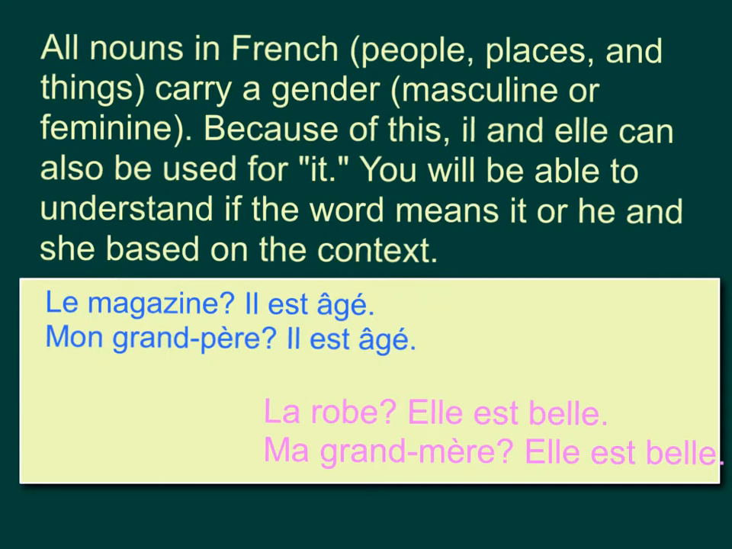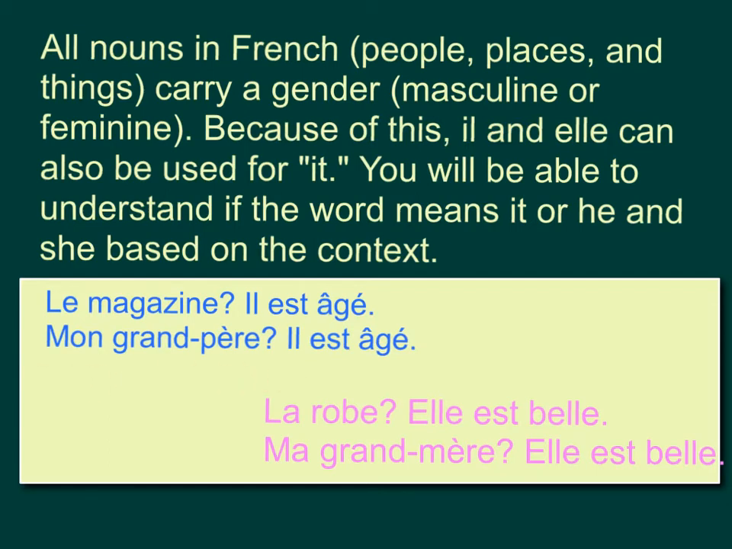So if we look at some examples, if the question is about le magazine, okay, a magazine, the word magazine is masculine, and so we can replace magazine with the pronoun il. And it doesn't mean he here, it means it because it's referring to the magazine. Il est âgé. It's old. The magazine, it's old. Okay? We can do this with people too. Mon grand-père, il est âgé. So we know that here, il is referring to a person, it means he, because we have mon grand-père, my grandfather.